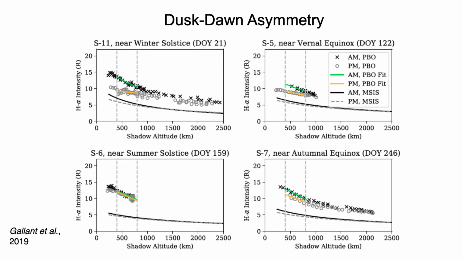Secondly, we can see that there is a higher intensity observed at lower shadow altitudes, closer to the exobase region, during the dawn versus dusk. So this is a comparison of observations pre and post midnight, and the dusk-dawn asymmetry is more prevalent during winter months and least prevalent during summer months. The sensitivity of these observations can facilitate their use for comparison with models and model validation.